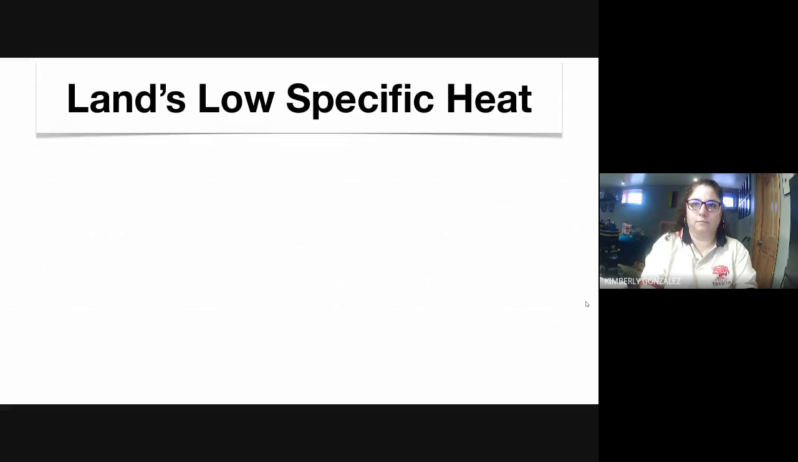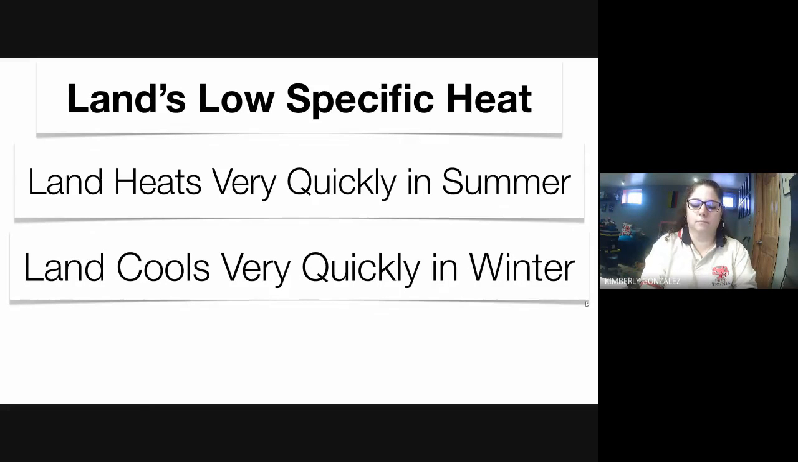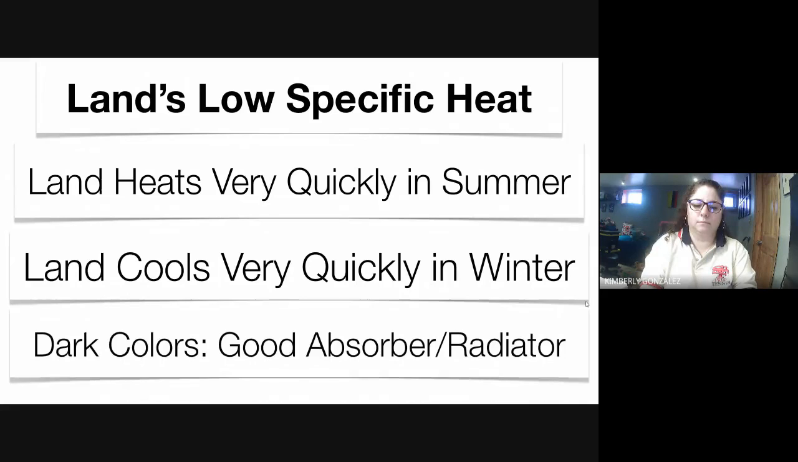We compare that with land. Land, which is extremely dark in color, is going to heat very quickly in the summer and get very hot. It's going to cool off very quickly in the winter. It is going to be quite cold. So very simply because dark colors tend to not only be good absorbers, but they're also good radiators of energy as well. So very, very different specific heats between ocean and land.